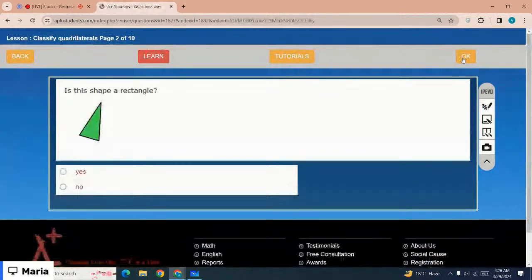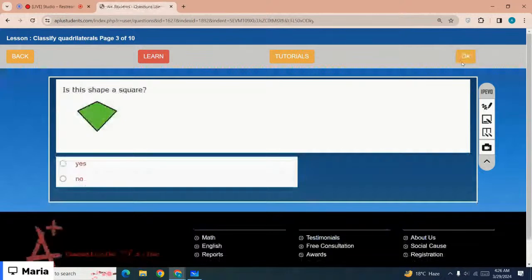Is this shape a rectangle? No, this isn't a rectangle, right? The correct option is no. It is a square, but the opposite sides are also parallel. All the four sides are exactly the same length. So that's why. Is this shape a square?